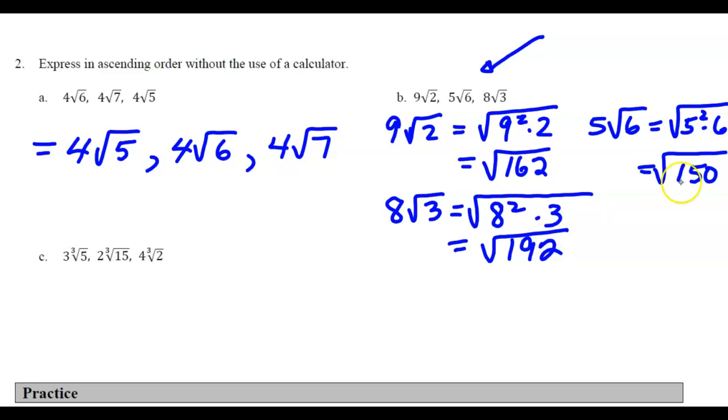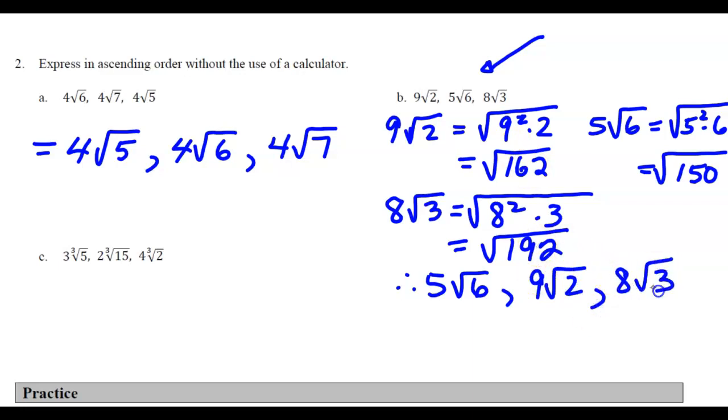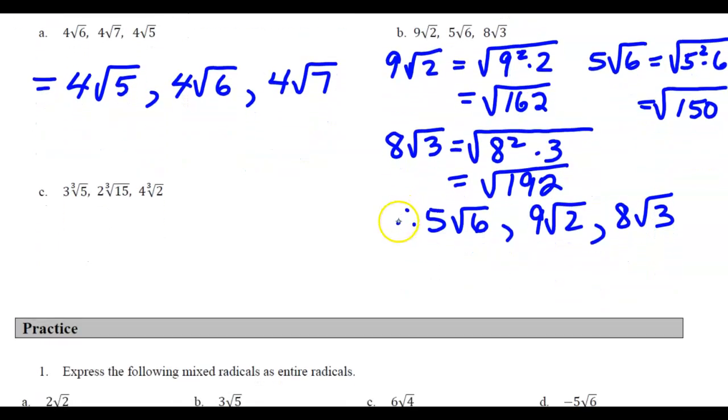Okay, so now we can tell root 150 is the smallest, and that was 5 root 6. Then root 162 is the next biggest, that's 9 root 2, and then 8 root 3. This 3 dots here in a triangle means therefore. It's a fast way of saying therefore in math.